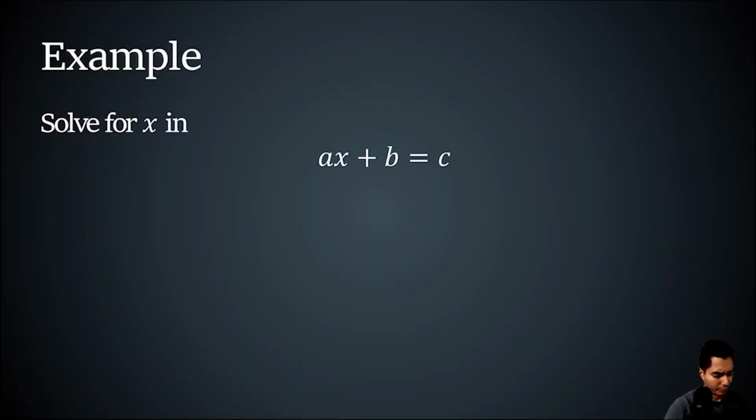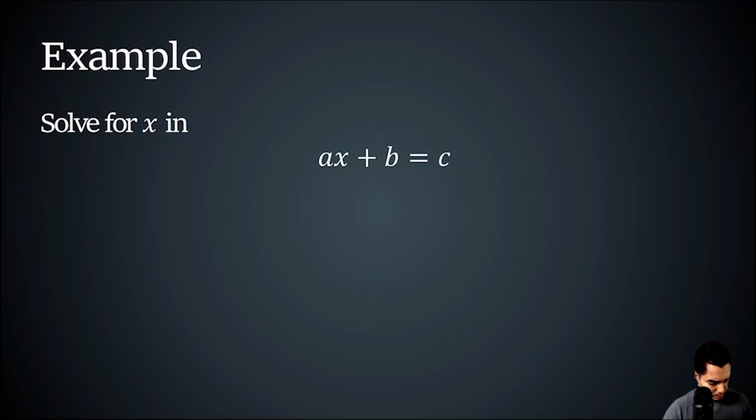Okay, so our first problem is: solve for x in this expression, ax plus b equals c. So here's our x value. We need to isolate x from this equation, right? So pause here and see if you can do this on your own. So notice that we have a constant c here and b on this side here.